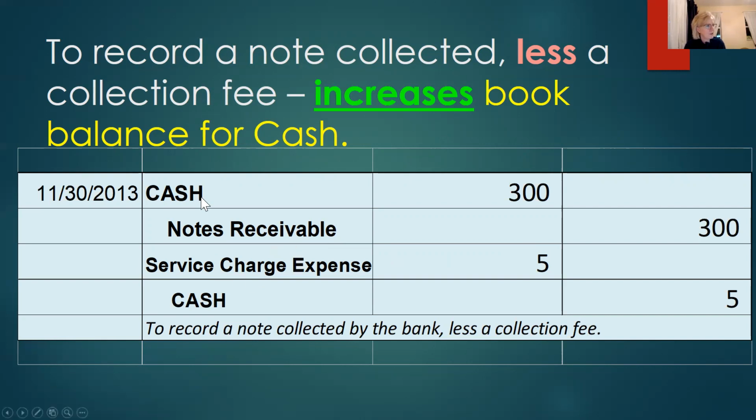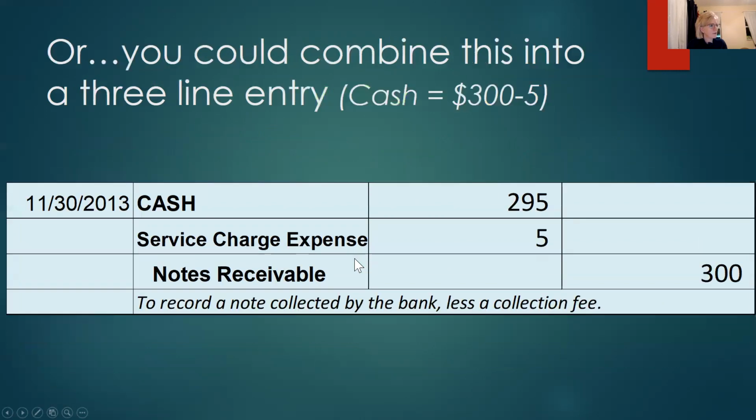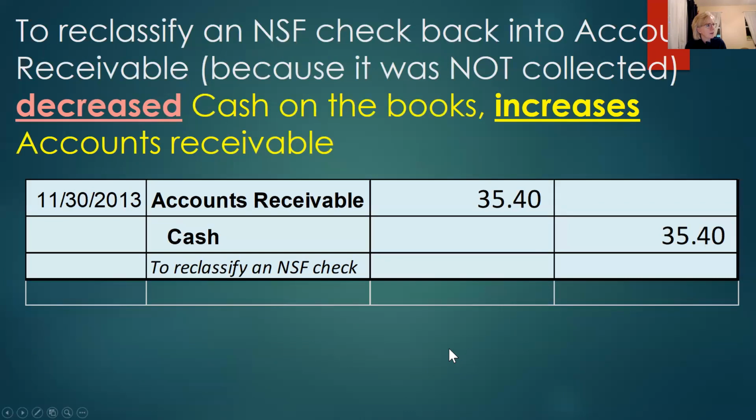Okay. And you'll see cash was debited here, and over here cash was credited. And I'm combining them into one entry. You could combine the cash and just make it $295 if you prefer, whatever's easier for you, like this. Okay. And then the NSF check, here we go. Reducing cash here, because we didn't collect the money now.